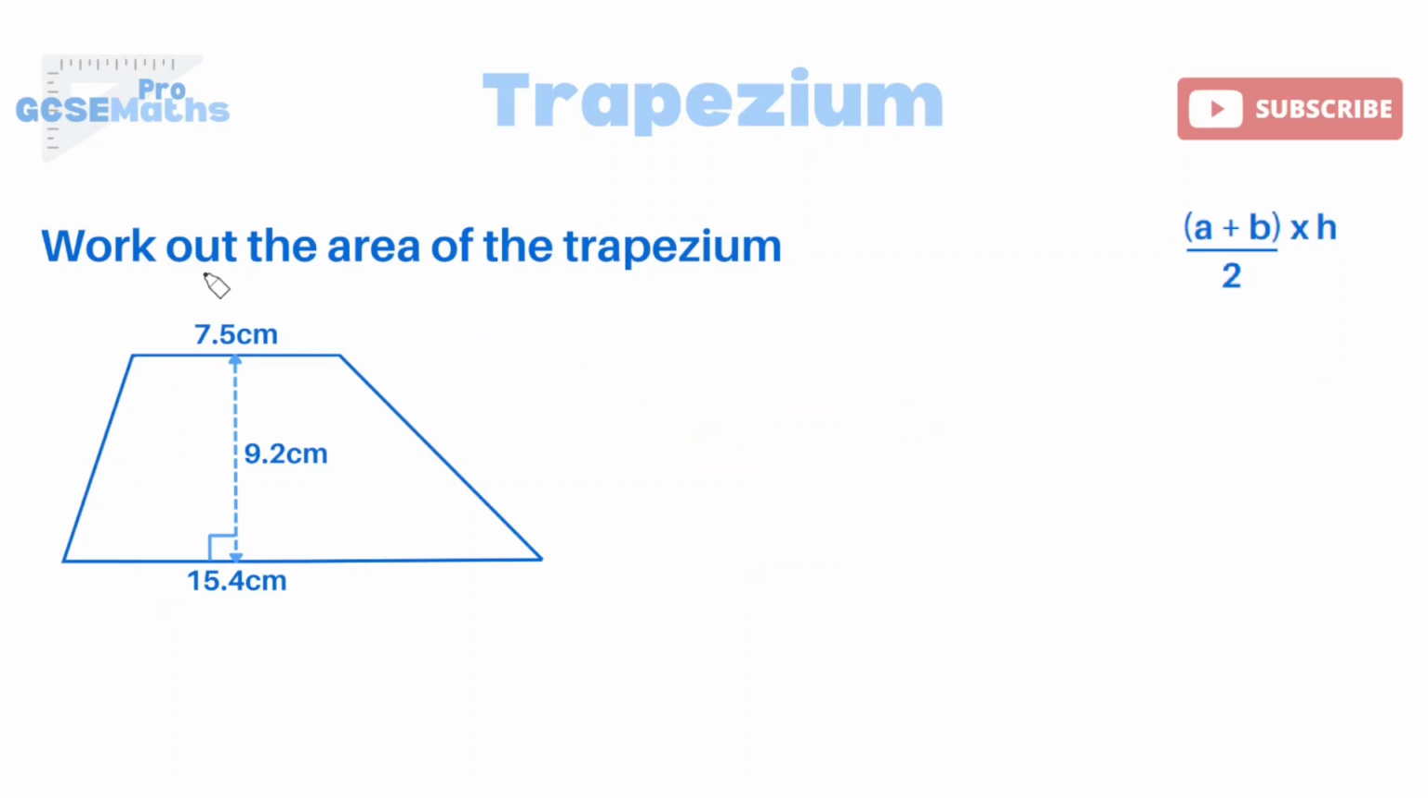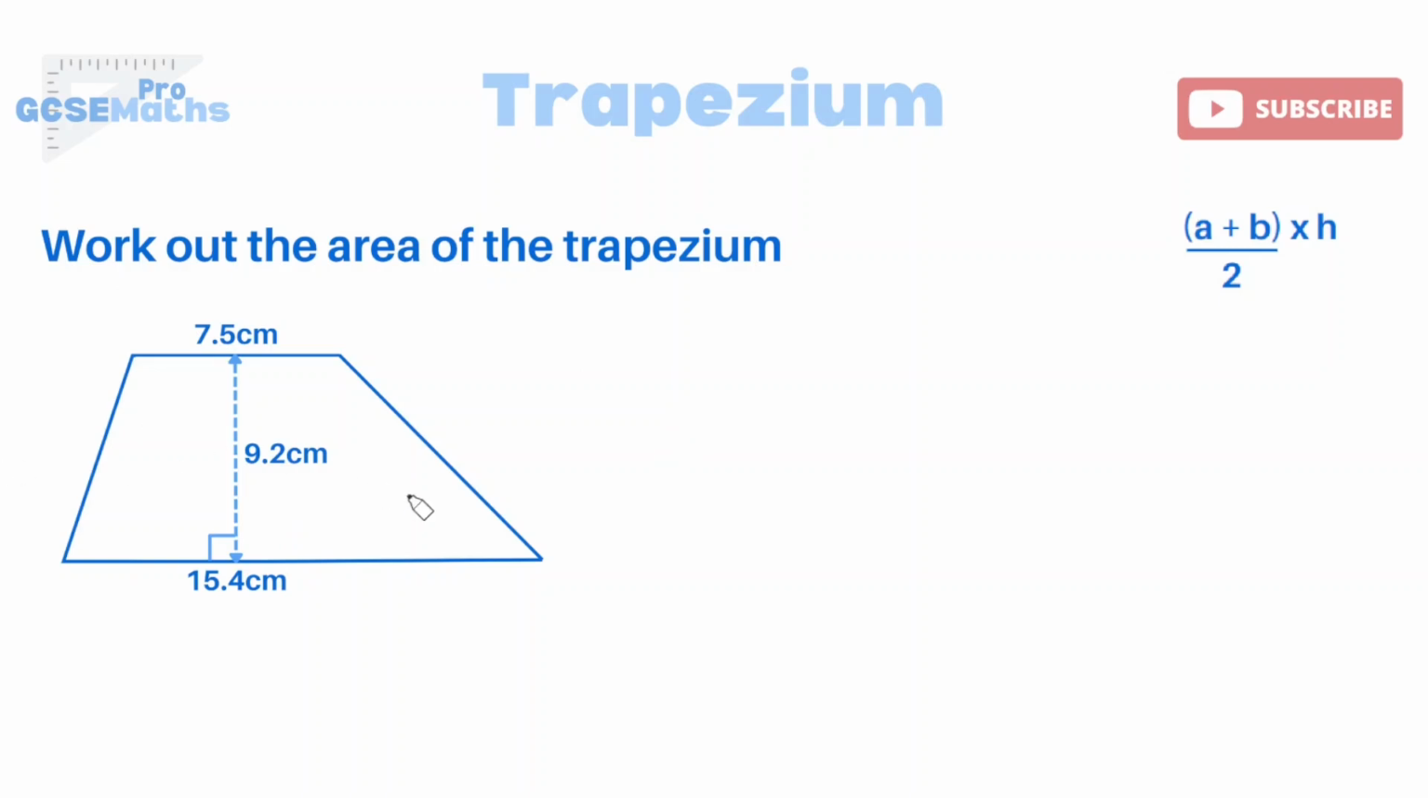Okay, so the next question, we've got a slightly different looking trapezium, although obviously it still is a trapezium all the same. This time we have two sides which are diagonal, hence why we have this additional measurement in the middle here with the dotted line. So work out the area of the trapezium.